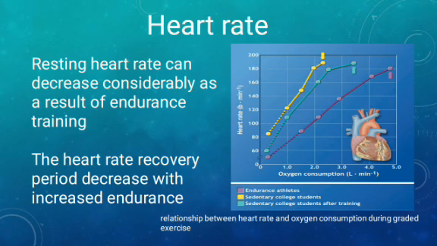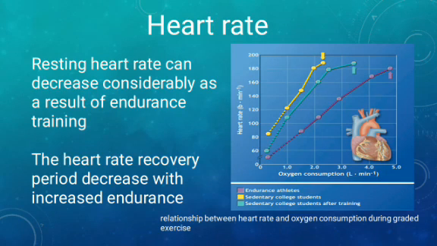The graphical representation shows the relationship between heart rate and oxygen consumption during graded exercise for athletes and sedentary students. The group of 6 endurance athletes trained for several years, whereas the other group consisted of 3 sedentary college students. The researchers evaluated the students' exercise responses before and after a 55-day training program designed to improve aerobic fitness.